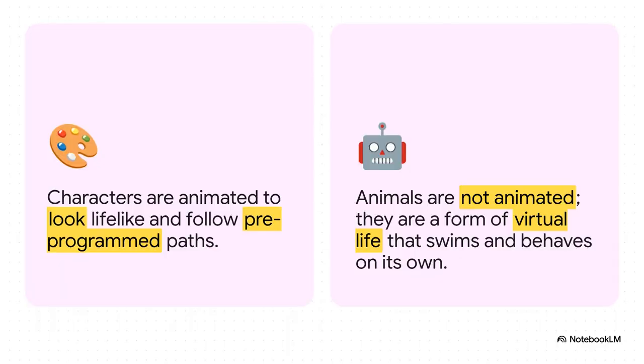Think about it like this. In traditional animation, artists study real animals so they can make their drawings look and move like the real thing. But in Ocean Rift, the animals don't have a script. The AI decides when to swim, when to flick its tail, when to blink. It's acting all on its own, reacting to you, the user, in real time. It's not just appearing lifelike. In a way, it is a form of virtual life.